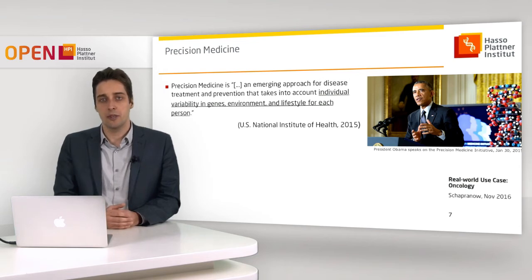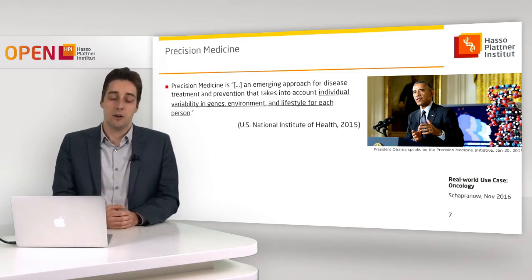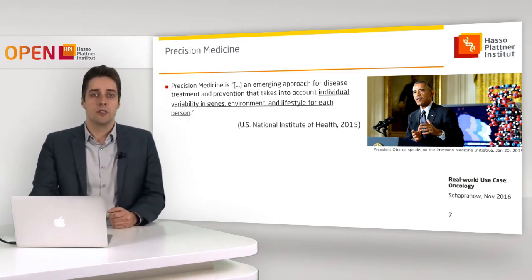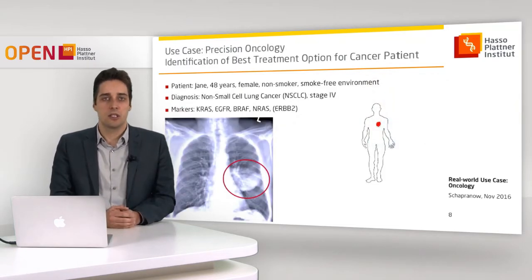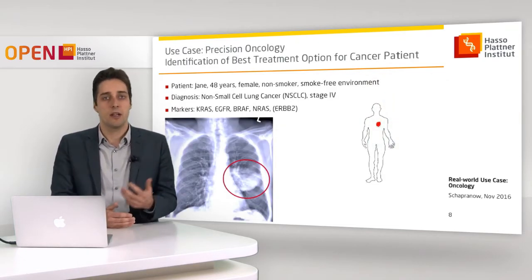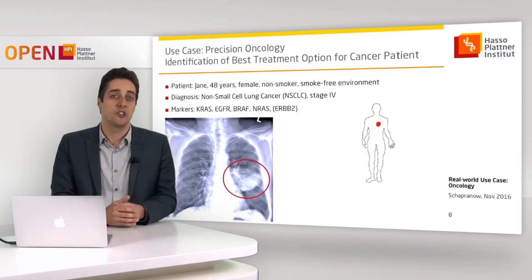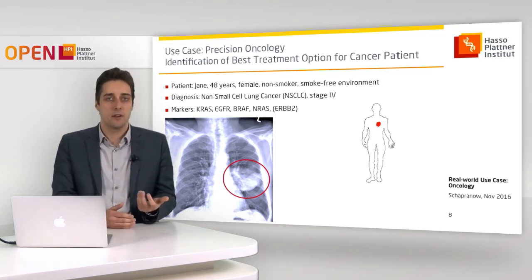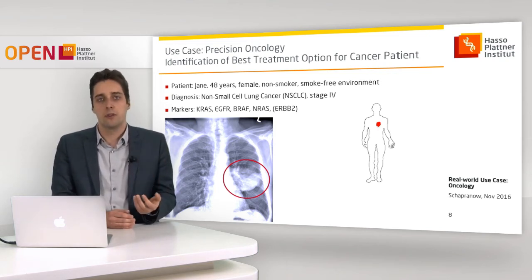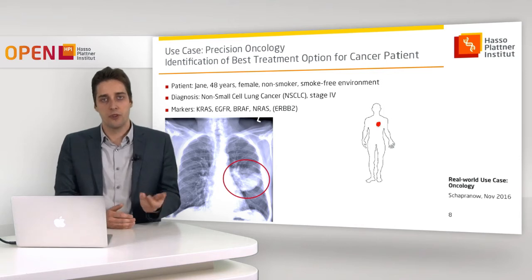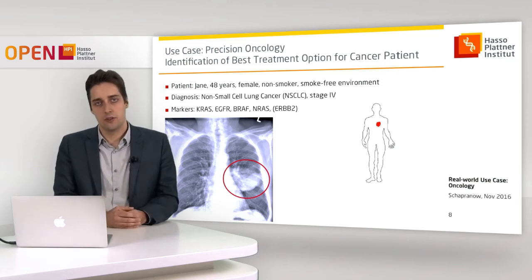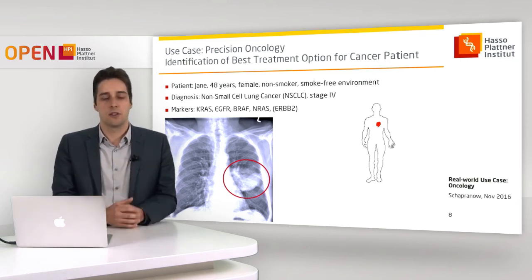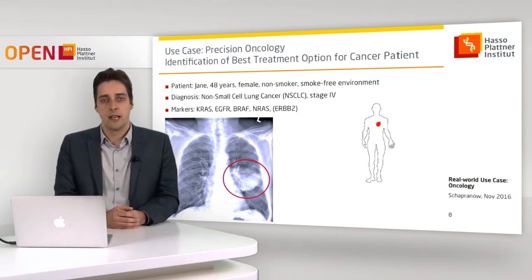So let's come to a concrete example as we are here in the oncology world. I'd like to introduce you to a so-called case. And this case is characterized by some metadata. For instance, we have a patient, let's call her Jane Doe. She's 48 years old, female, never smoked, and always lived in a smoke-free environment. However, she was diagnosed just recently with non-small cell lung cancer. And you see, non-small cell lung cancer, for you it's a lung cancer case.